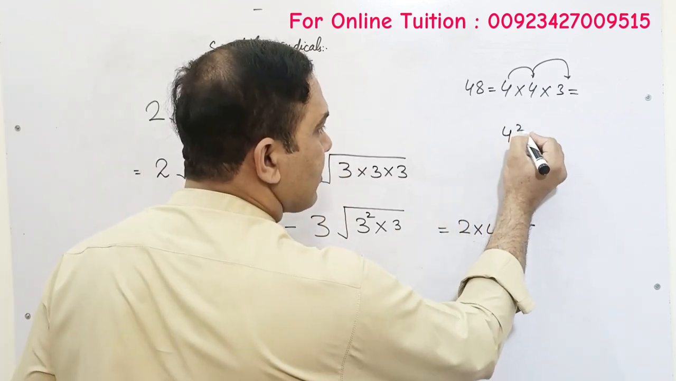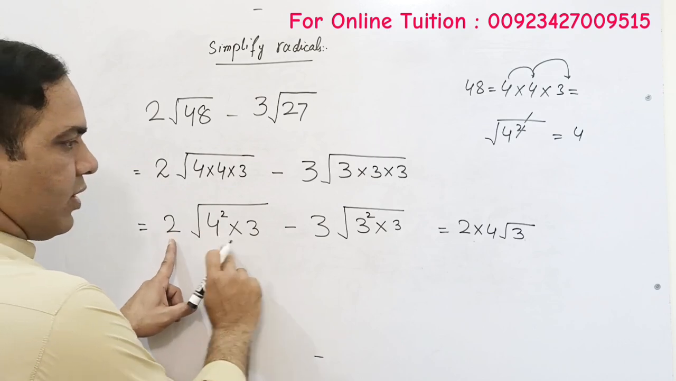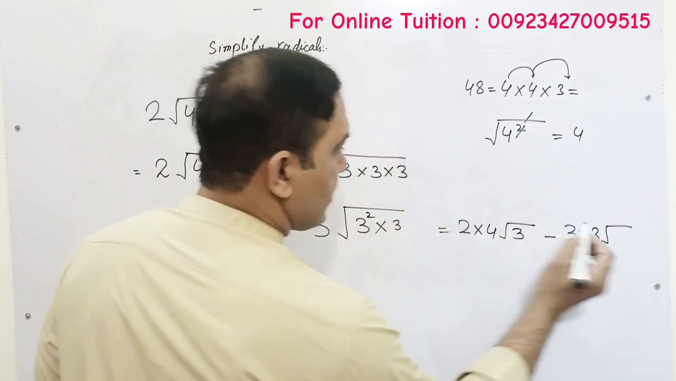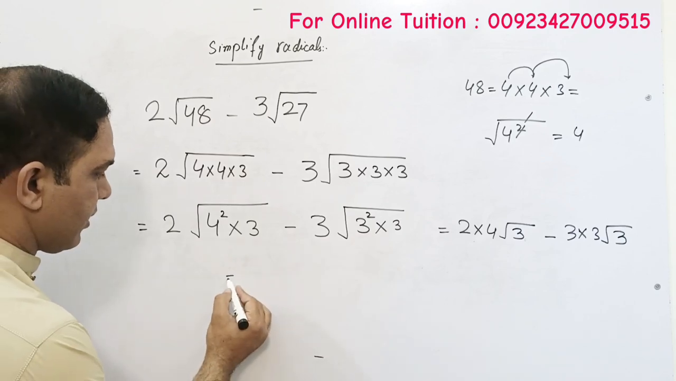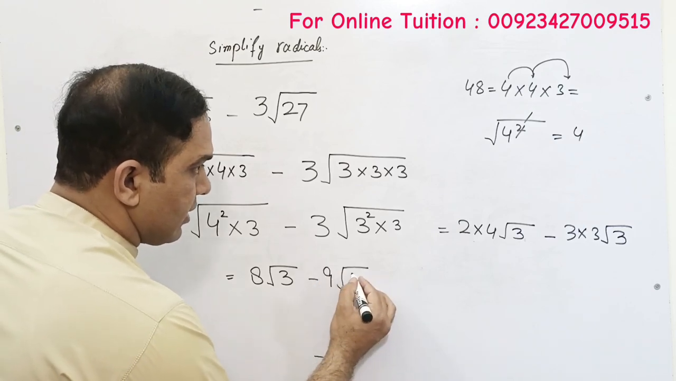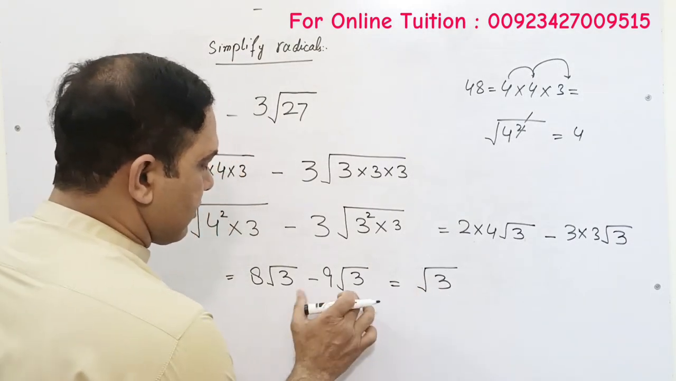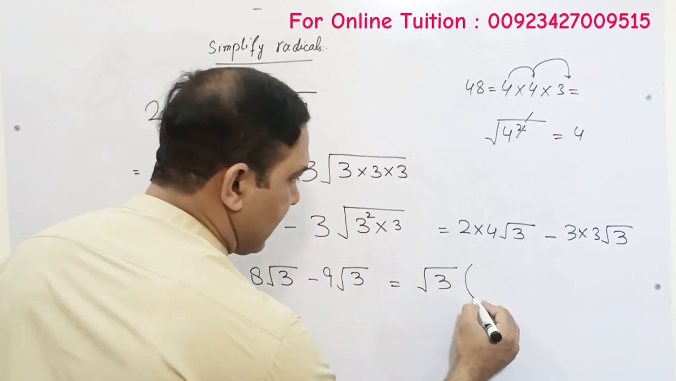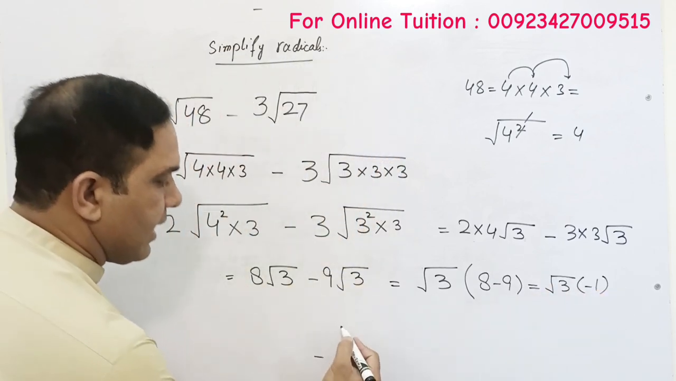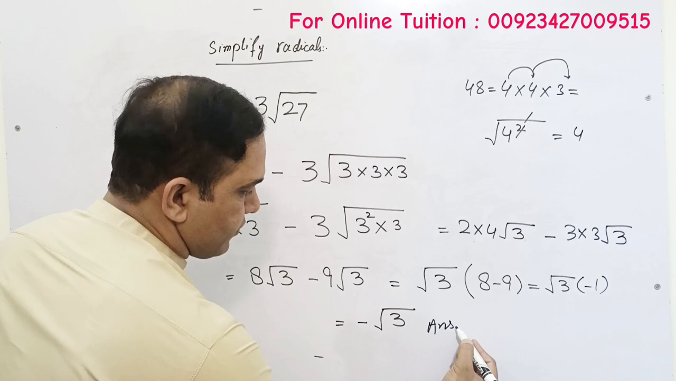Now we know that this 2 will be cut off with this and it will be 4. So this is 4 2 multiply 4 into 3, and the same will be applied over here, 3 multiply 3 into 3. Now this is 8 into 3, negative 9 into square root of 3. Clear? Now this is common from both values and it will be 8 negative 9, that is equal to 3 into negative 1, and the answer is negative square root of 3. This is the simplified answer of these radicals.